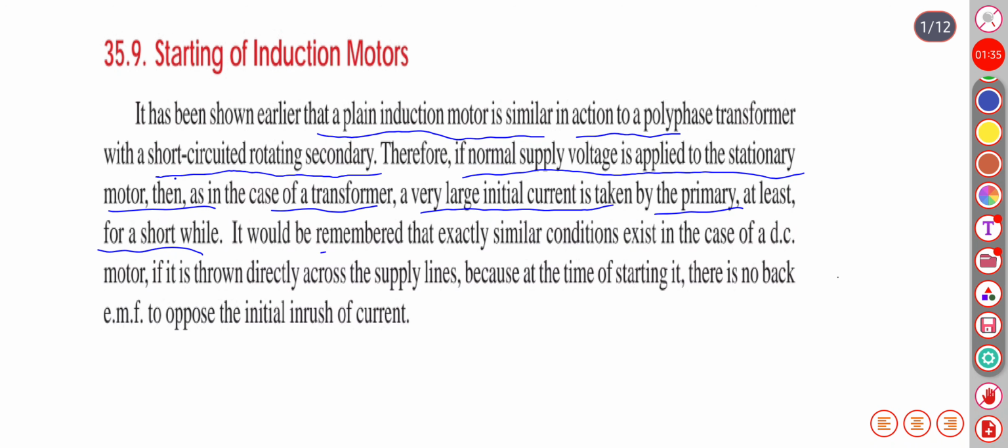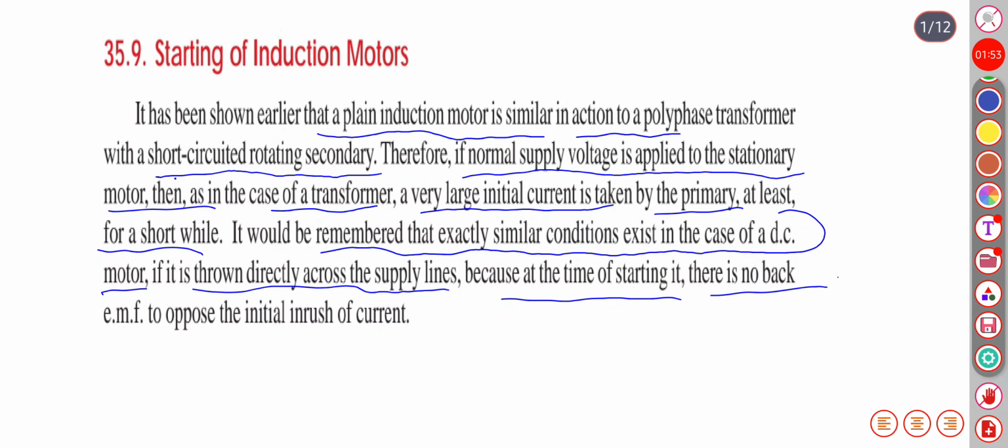It would be remembered that exactly similar conditions exist in the case of DC motors if they are thrown directly across the supply lines, because at the time of starting there is no back EMF to oppose the initial inrush current.